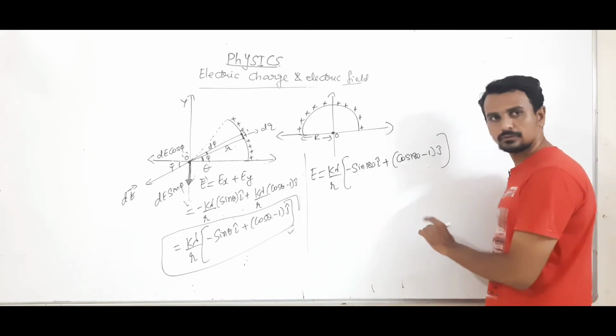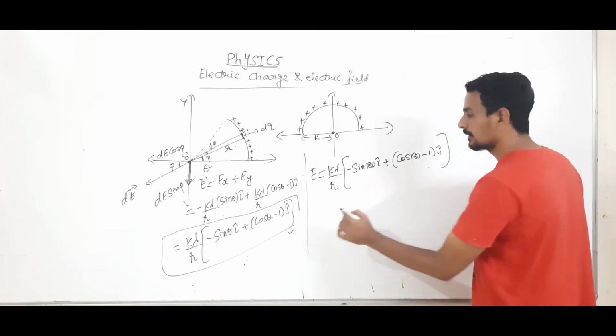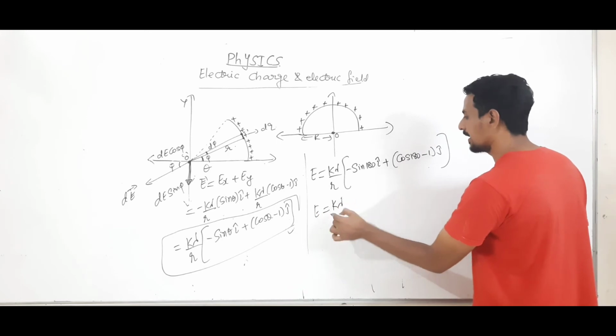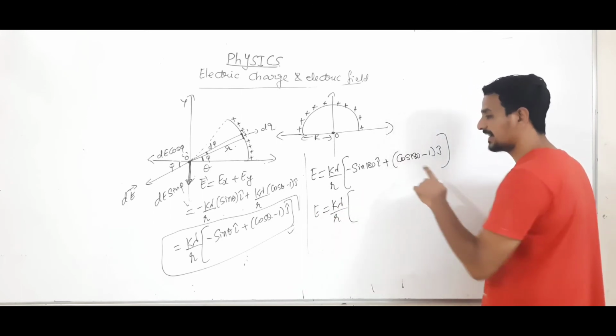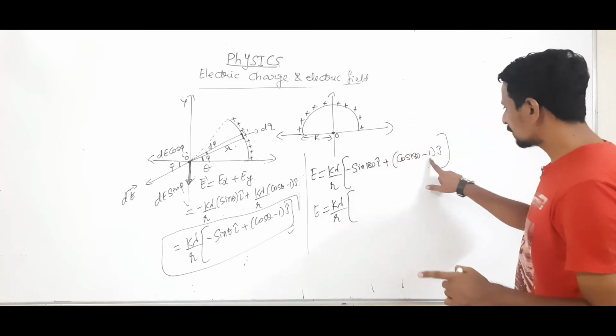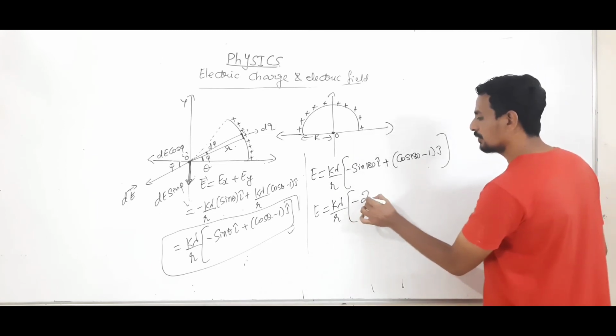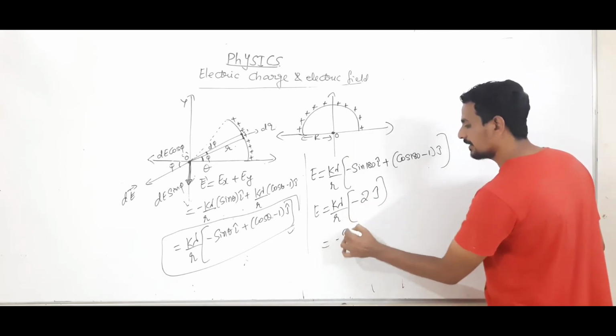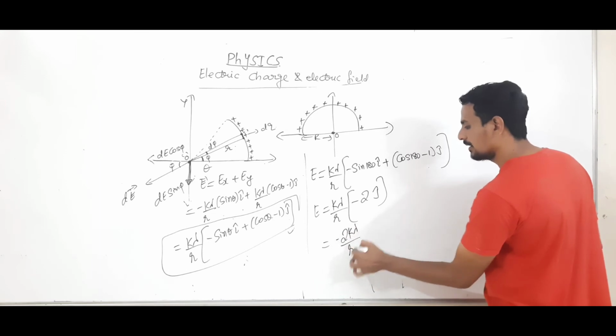Sin 180 is 0. So this part will be cancelled. So now this will be k lambda by r bracket. What is cos 180? Minus 1. And this is also minus 1. So this will be minus 2 j caret. So your answer is minus 2 k lambda by r j caret.